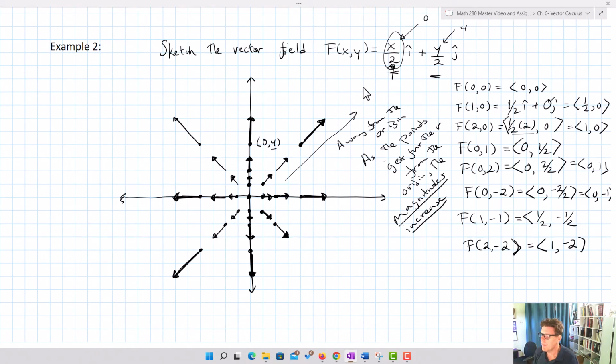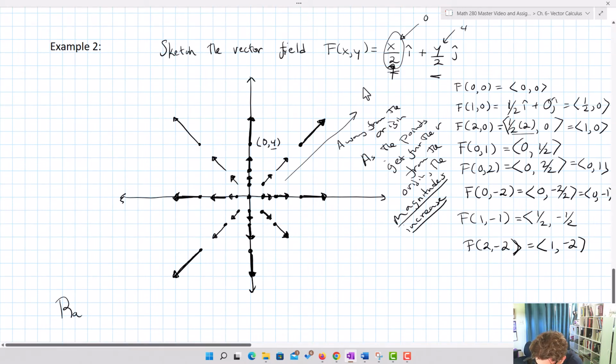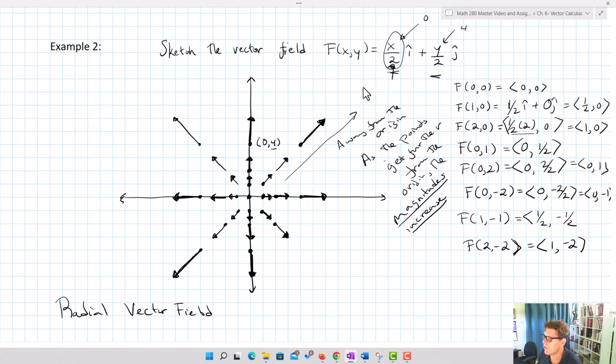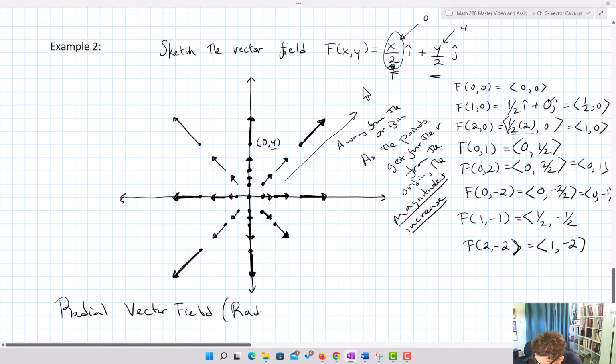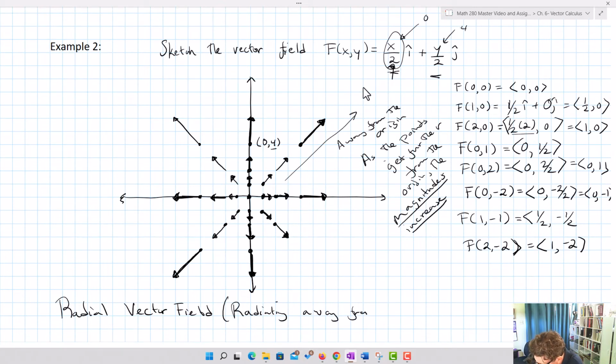Okay? And what we've demonstrated here is something called a radial vector field. And what makes it a radial vector field is that all of the vectors on the field are moving either away from or towards the origin, right? They're radiating, in this case, radiating away from or towards the origin.